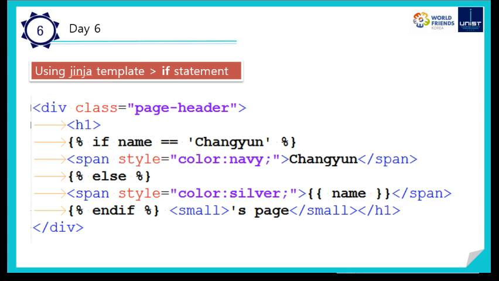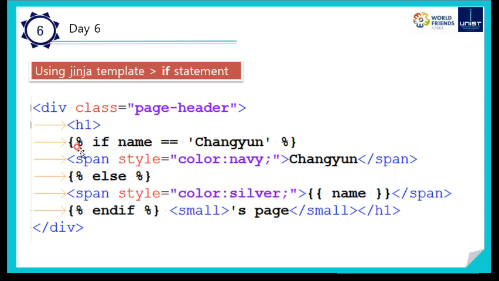And inside the HTML Jinja template, you can make an if statement and also a for statement. And to do so, you should put curly bracket and the percent sign and closing. And when you end, you should put endif. And else is the same as the Python syntax.